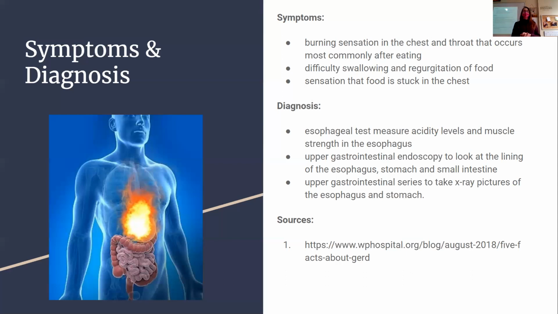Diagnosis. Does anyone know what diagnosis means? It's kind of close to symptoms. Who would give a diagnosis? Would I, as a health teacher, give you a diagnosis, or would a doctor do that?